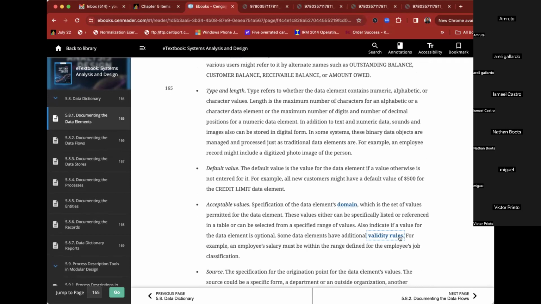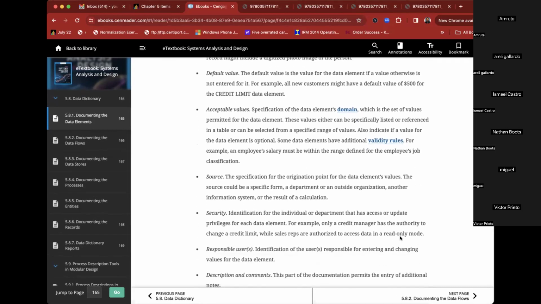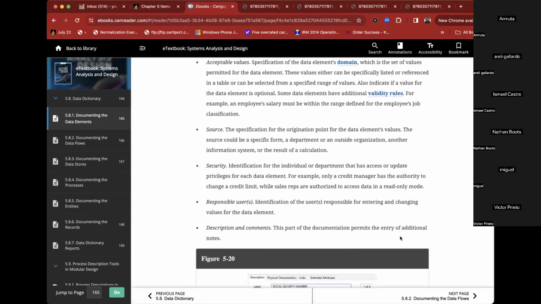Acceptable values, default values, source: where's the data coming from? Security measures: maybe the database administrator has to take some security measures, maybe the network administrator has to take some security measures, maybe the programmer has to write some security code. All of that needs to be specified here. Who is responsible for this data item? And some description and comments.